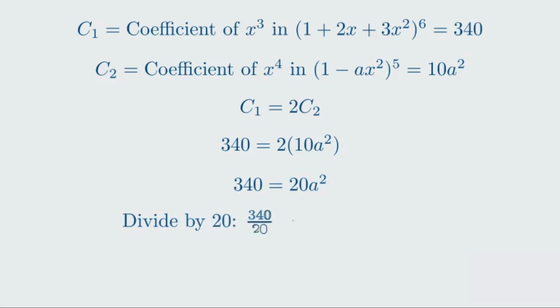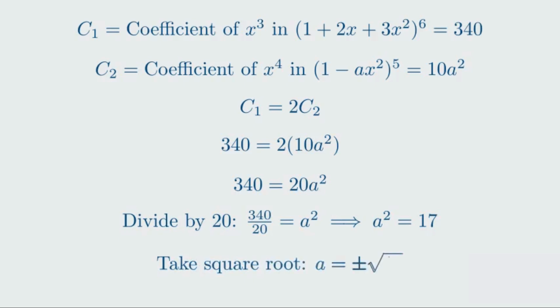To find a, we take the square root of both sides. Remember that the square root of a number can be positive or negative. Therefore, a equals the positive or negative square root of 17. So, we have found the two possible values for the constant a, positive root 17 and negative root 17.